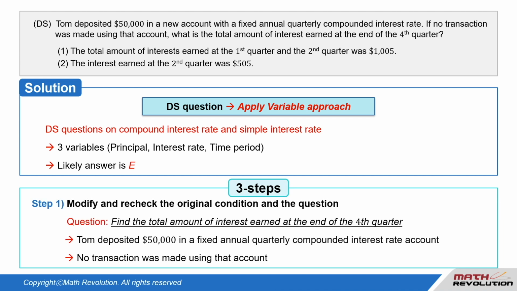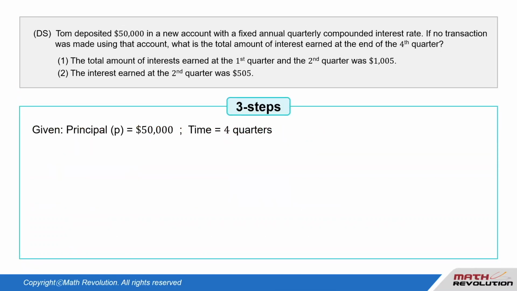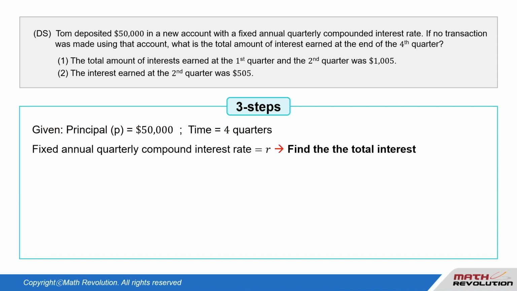Let's follow the first step of the variable approach by modifying and rechecking the original condition and the question. We have to find the total amount of interest earned at the end of the fourth quarter. Tom deposited $50,000 in a new account with a fixed annual quarterly compounded interest rate, and no transaction was made using that account. Now, we are given the principal as $50,000, the time as 4 quarters. Let the fixed annual quarterly compound interest rate be R. We are looking for the value of the total interest.